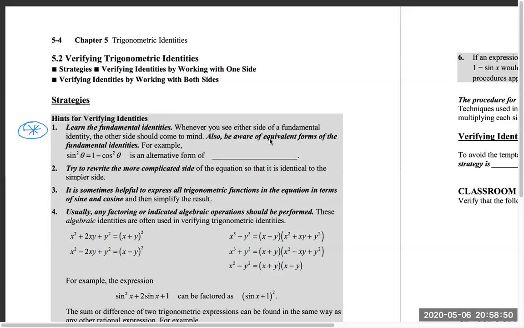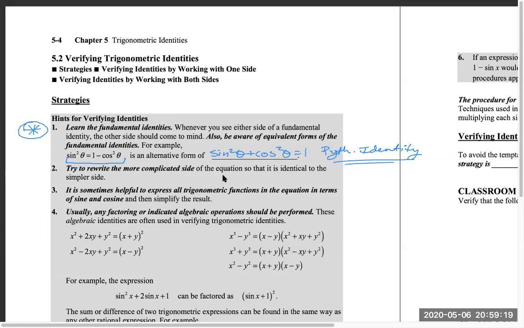Also be aware of equivalent forms of the fundamental identities. For example, this is an equivalent form of an identity we already know. If we added cosine squared theta to both sides, we would get sine squared theta plus cosine squared theta equals 1, which is our Pythagorean identity. One of the three.